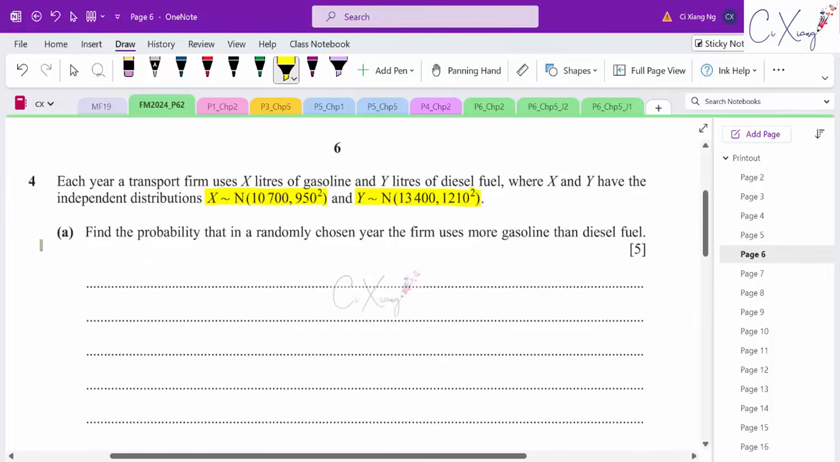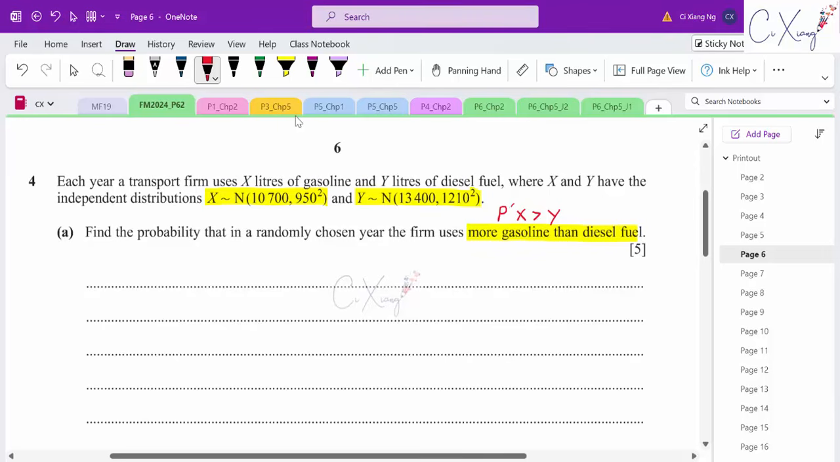Part A. Find the probability that in a randomly chosen year, the firm uses more gasoline than diesel fuel. More gasoline than diesel. That means you're having more X than Y, right? So when you want to write it out in symbol form, it should be X greater than Y.